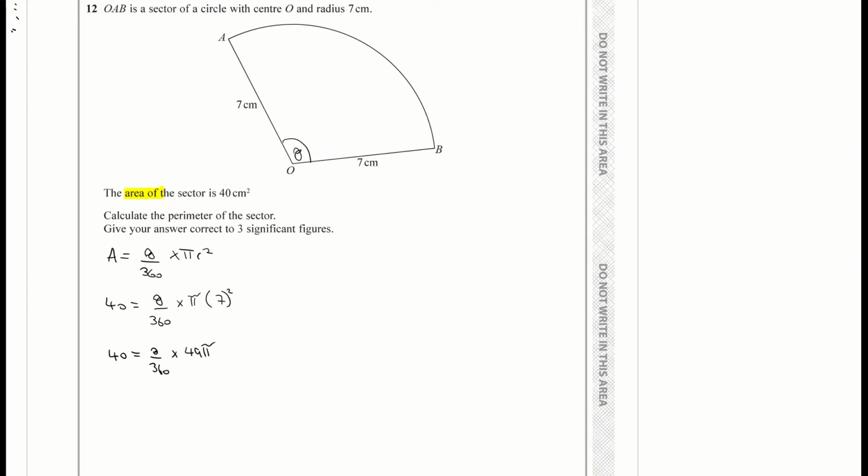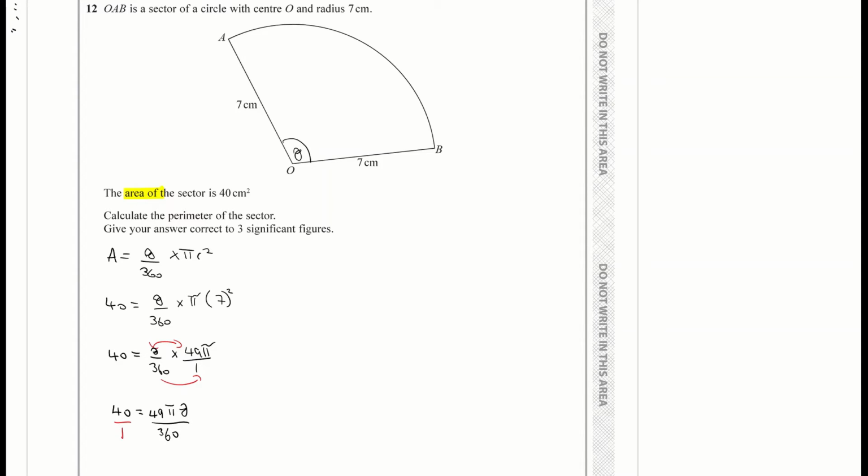Next thing I'm going to do is multiply angle over 360 multiplied by 49 over pi. That's the same as putting 49 pi over 1. We want to multiply fractions, which means top by top and bottom by bottom. So that's leaving me with 40 is equal to 49 pi theta, all over 360 by 1, which is 360. I'm then going to put my 40 over 1, make it a fraction.